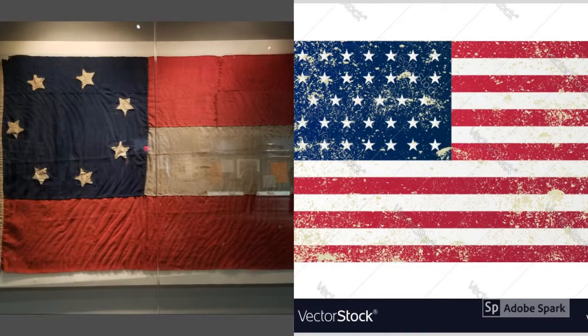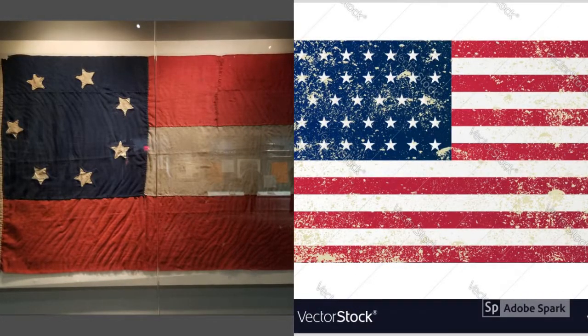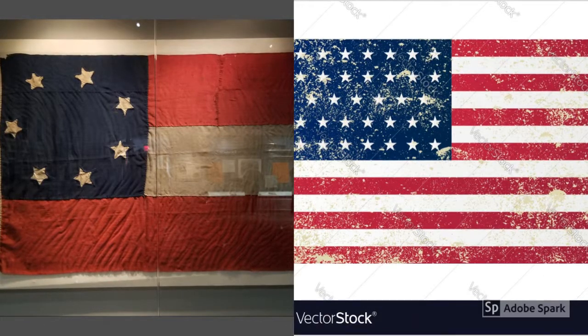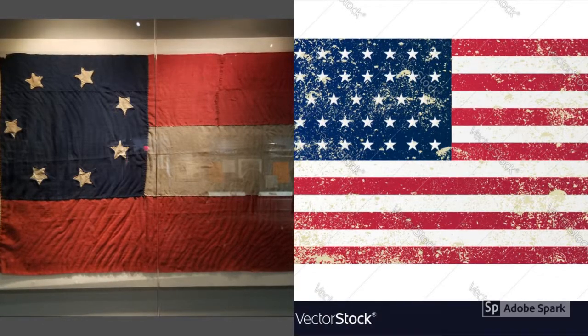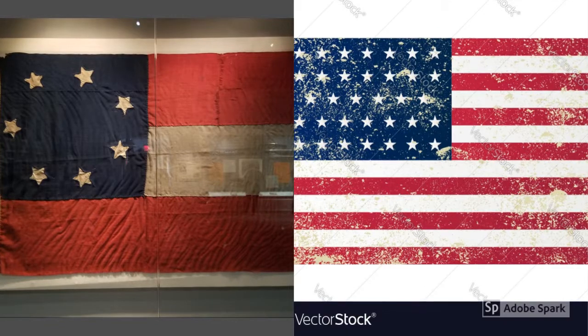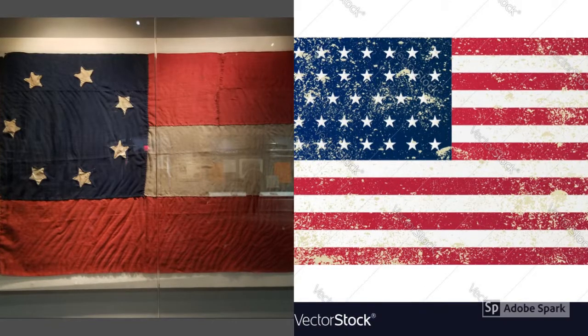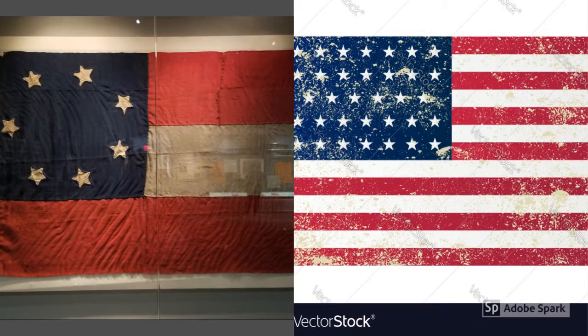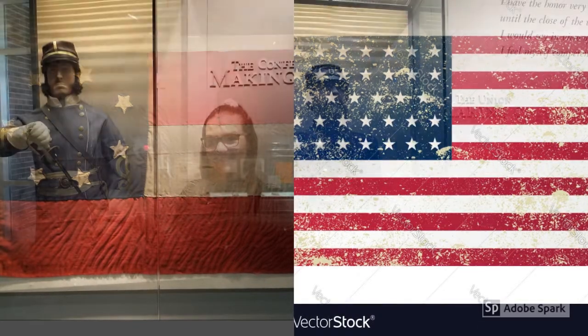Here are the two flags present during the Civil War. The one on the left represents the Confederates. The flag has less stars and stripes because they wanted to become separate from the Union. The flag on the right belongs to the Union. It is similar to the flag that we see today because it is representative of the nation as one whole.